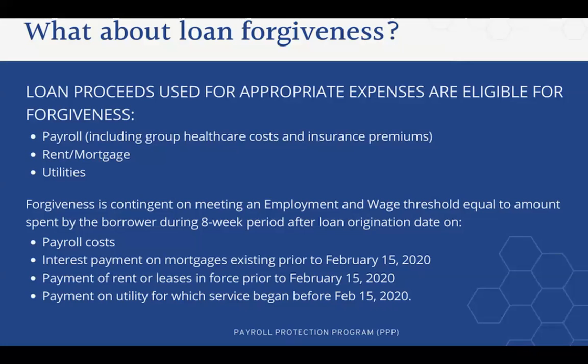Prior to February 15th. Again, that's prior to February 15th, including the rent. So if a business owner told me they signed a lease which starts March 1st, they had an old business but moved to a new location, and that lease was supposed to start March 1st, what's going to happen? This is a payment and rent lease enforced prior to February 15th.